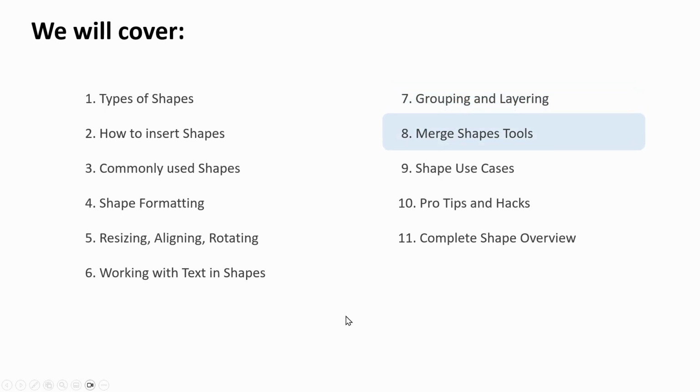Next, we will look at how the merge shape tool works. It is one of the most powerful tools that we have for shapes. Next one, we will look at some examples of shapes in action. Finally, I'll share a couple of tips that will help you in working with PowerPoint. For the last part, I will take you through all the 190 shapes and I will mention anything specific that's worth noting for some of those shapes. So with that, let's get to it.